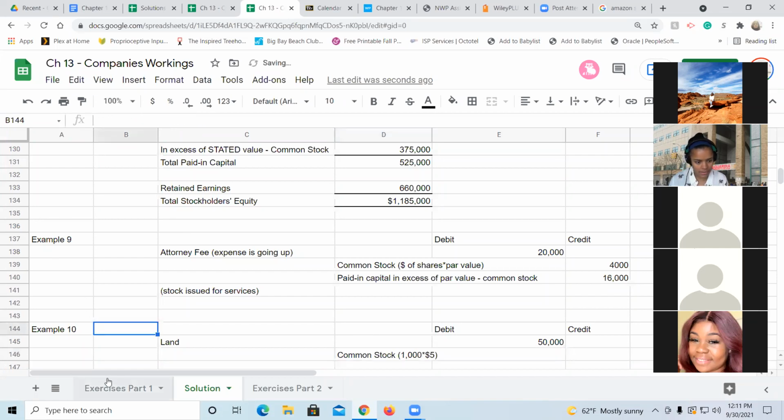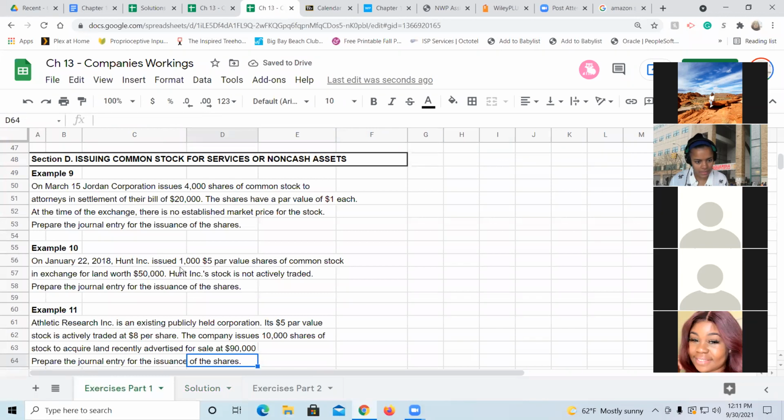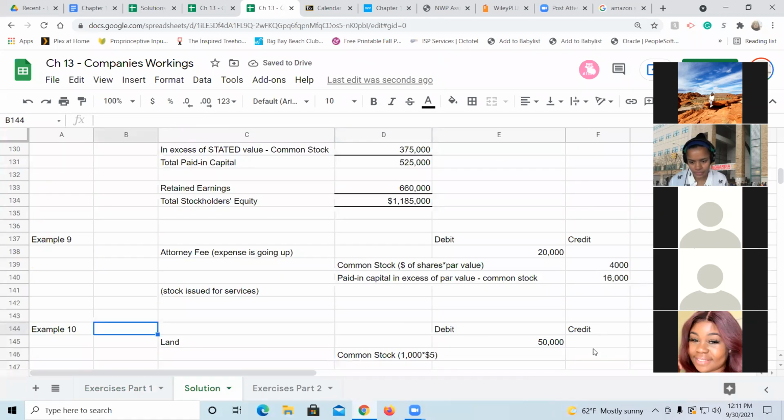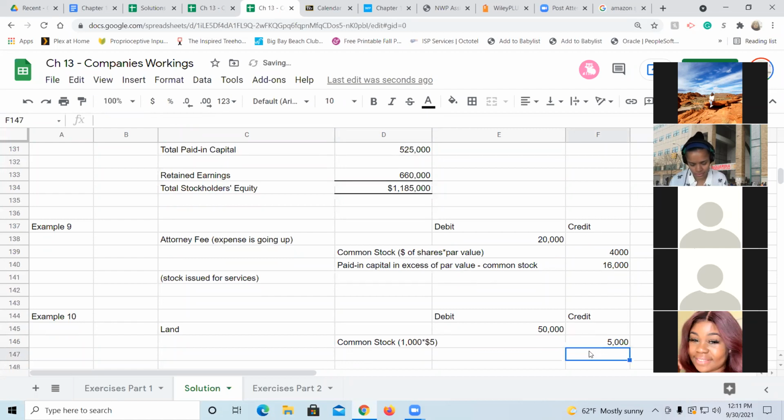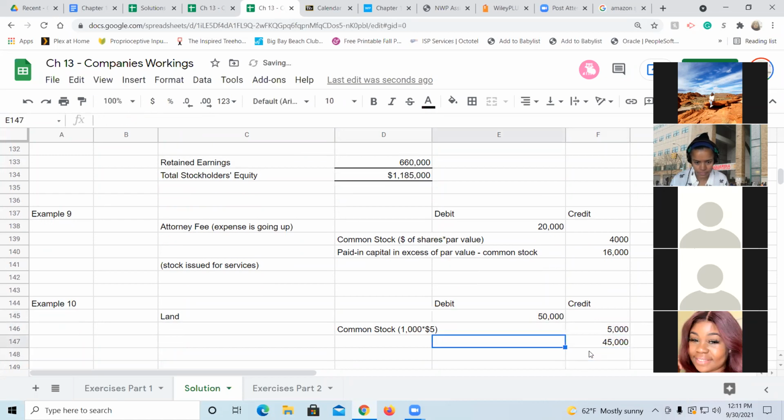Let me just go back here so everyone can make sure. Number of shares times the par value. All right, that's correct. So that's 5,000. And then you know that you still need the paid-in capital, 45,000. Go ahead, paid-in capital in excess of par value on the common stock, credit 45,000. And you're done. Thank you.